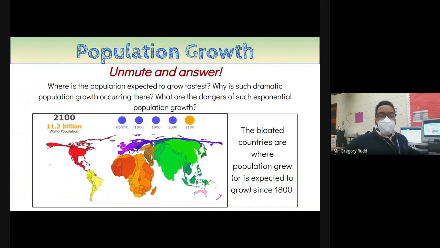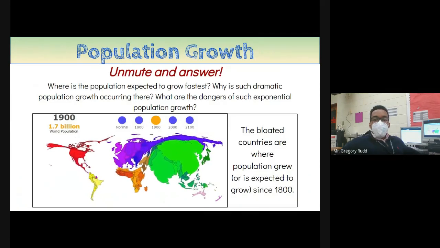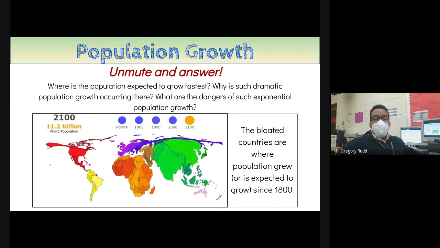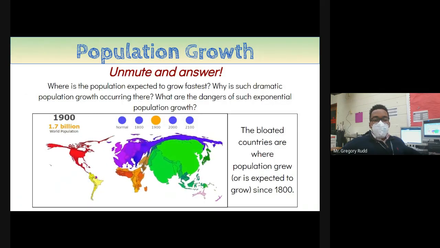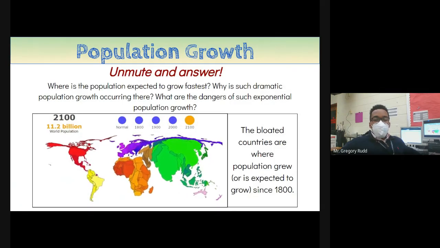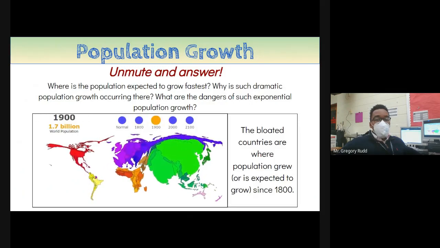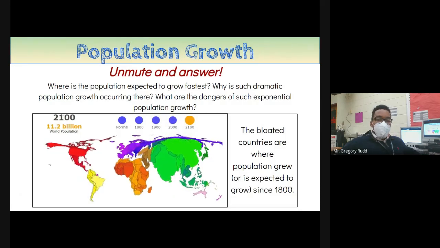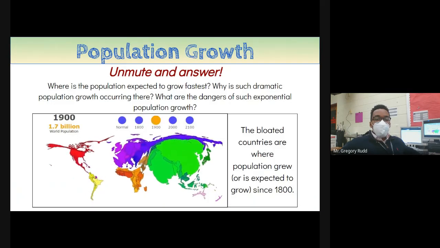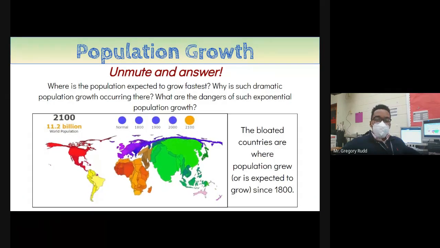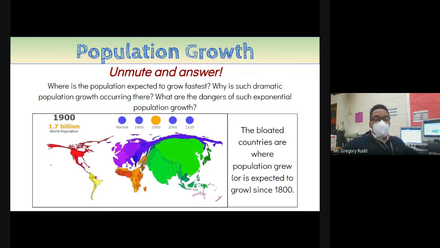All right, so I've got a couple questions for you. What we're seeing here is an interesting map, and it's an animation that's showing how population has grown over the last 200 plus years, and then also how it's expected to grow over the next 80 years or so until 2100. What are you all noticing in this map? Where is the population expected to grow the fastest? If you're looking in this animation, where is it expected to grow the fastest?